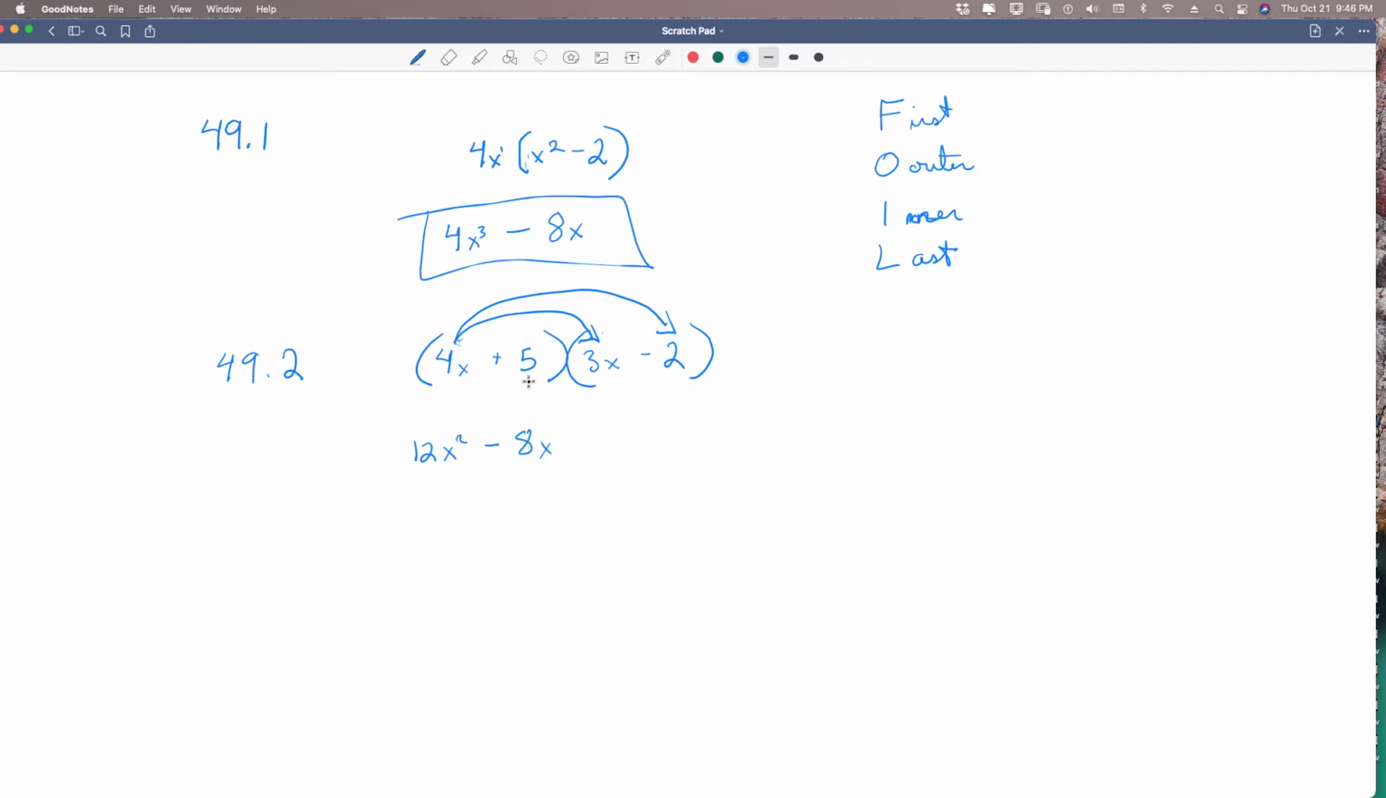Now we're going to do the inner terms. So that's 5 times 3. They're both positive, so that's 15x. And then we're going to do the last terms of each set of parentheses. So 5 times negative 2 is negative 10. So we have first terms in each set of parentheses, in each pair.